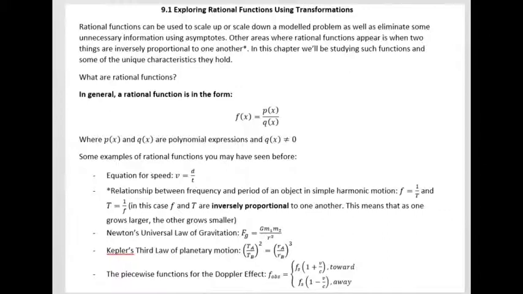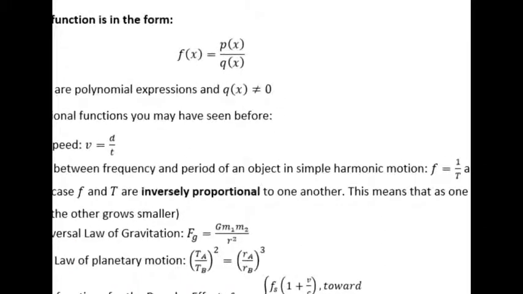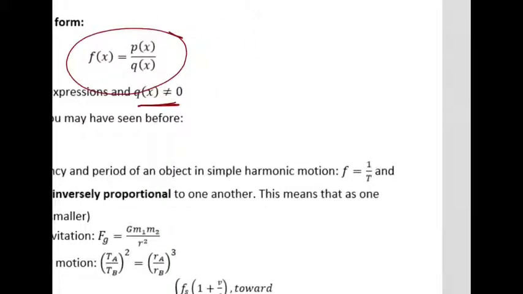So first of all, what is a rational function? In general, it's basically this. It's a function where you have two polynomials, p of x and q of x, divided by one another, and of course q of x can't be 0 because you can't divide by 0. Q of x is always on the denominator. Just p of x means there's a polynomial up top, and q of x means there's a polynomial down below. Okay. So just some examples.